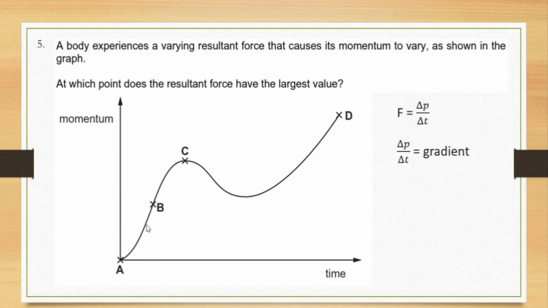So when we want to find the largest value of resultant force, it means that we have to find the largest gradient. It means that we have to find the steepest graph, which we can see here, the steepest one, the largest gradient, will be given by this point B.